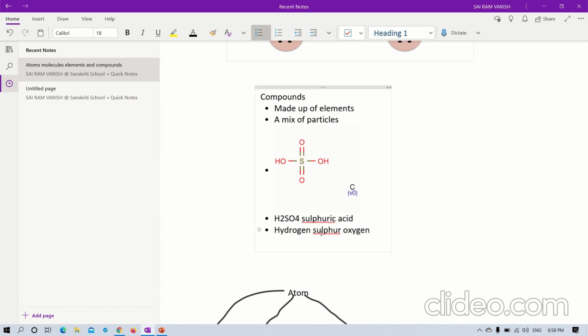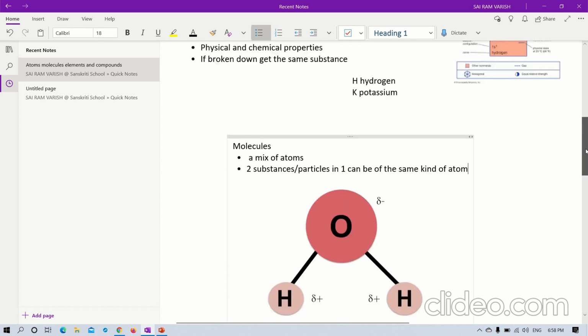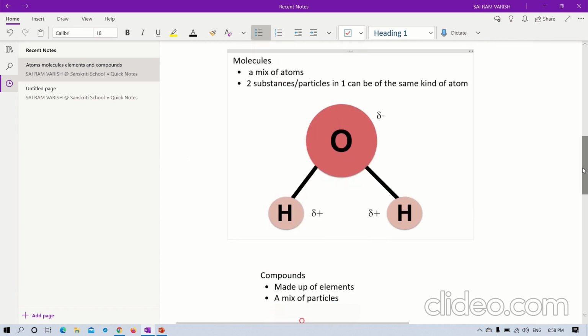similar kinds of atoms come together to form an element. An element has certain chemical and physical properties, and if you break down an element, you would get the same kind of particle. Then you've got the molecule. Now, a molecule can be made up of one type of atom or two types of atoms. So, if you take one type of atom, you would get a hydrogen molecule. Two atoms of hydrogen can make up a hydrogen molecule, and then a water molecule consists of oxygen and hydrogen, so it can vary.